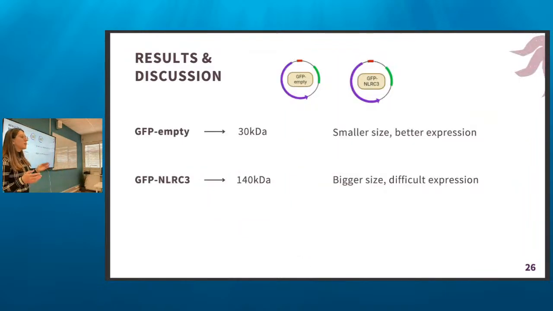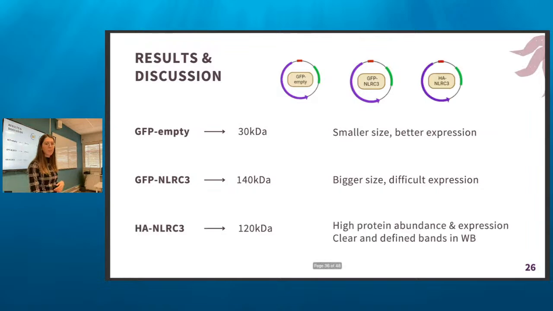So we hypothesized that the size of the plasmid could have an effect on this expression level. In fact, when we compared the sizes of the two plasmids that I just mentioned, the GFP empty is smaller than GFP NLRC3. So we have 30 kilodalton against 140 kilodalton. As we saw, a smaller size had a better expression, and a bigger size had a more difficult expression. Also, HA NLRC3 has a smaller size compared to GFP NLRC3.